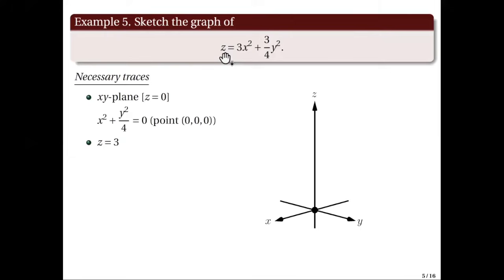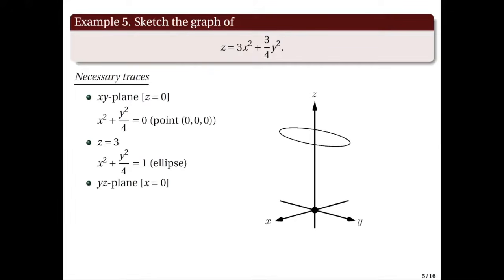If I take this z here to be 3 and divide both sides by 3, we get the equation x squared plus y squared over 4 equal to 1. This is a standard equation of an ellipse centered at the origin of the plane z equal to 3. So from this point, we measure along x 1 unit and along y 2 units. So 1 on positive x, 1 on negative x, 2 on positive y, 2 on negative y. We get the following ellipse.